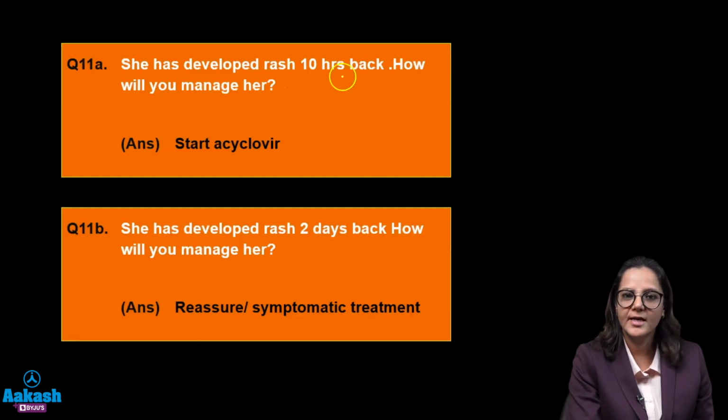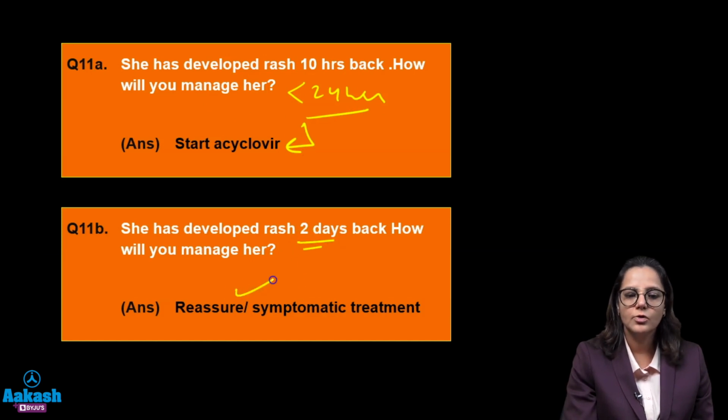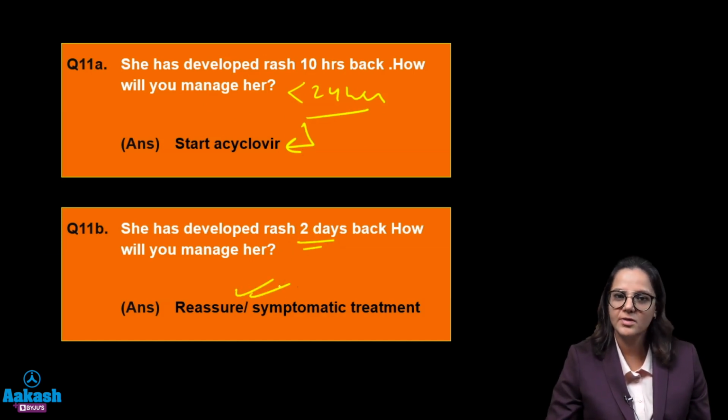So, if she developed a rash 10 hours back, how will you manage her? Since this is within 24 hours, we can start acyclovir. If she has developed a rash 2 days back, what are you going to do? You are going to do nothing but reassure her and give her symptomatic treatment.